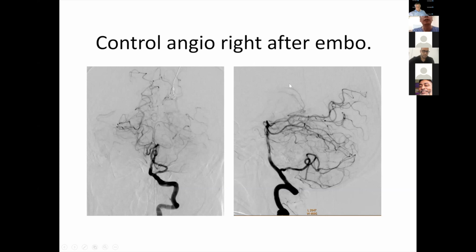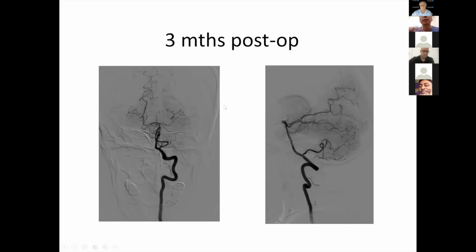So this control angio right after embolization, you can see the parent artery is still patent, and the AVM nidus disappears. The follow-up revealed a good outcome, like these AP view and lateral view.